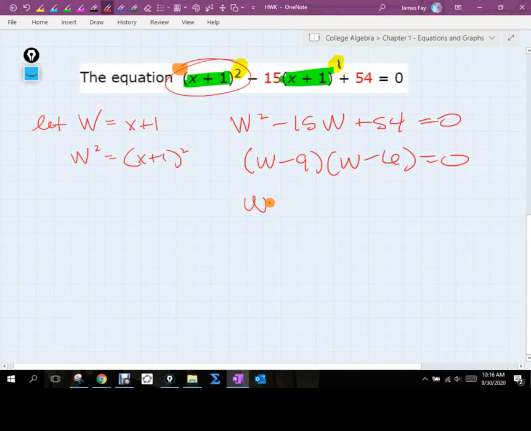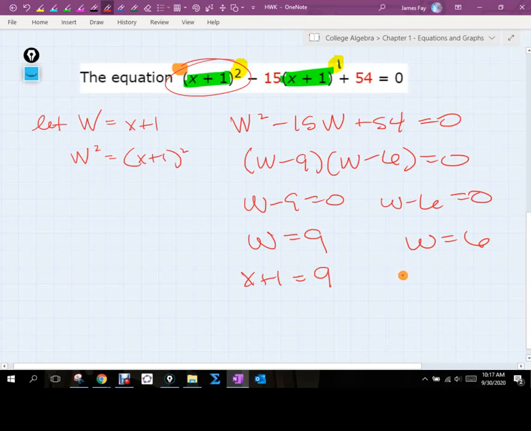So now we'll go W minus 9 equals 0, W minus 6 equals 0. And I don't think they ask you to do this in this question, but we can. W is 9, W is 6, and then we go back with, well, x plus 1 was actually W. Let's put that in. And now you can solve for x as 8 and 5. That kind of makes sense?